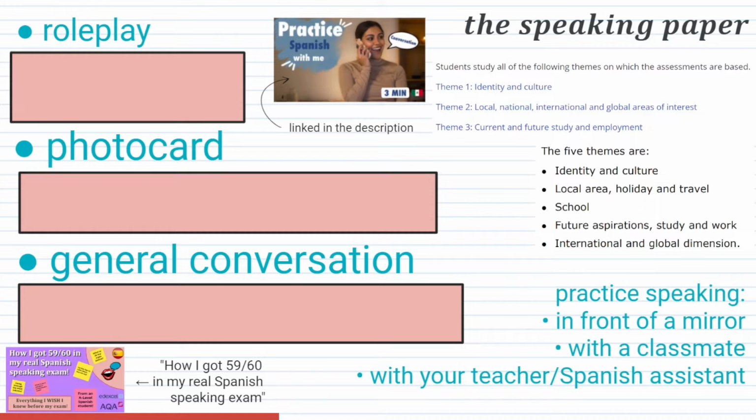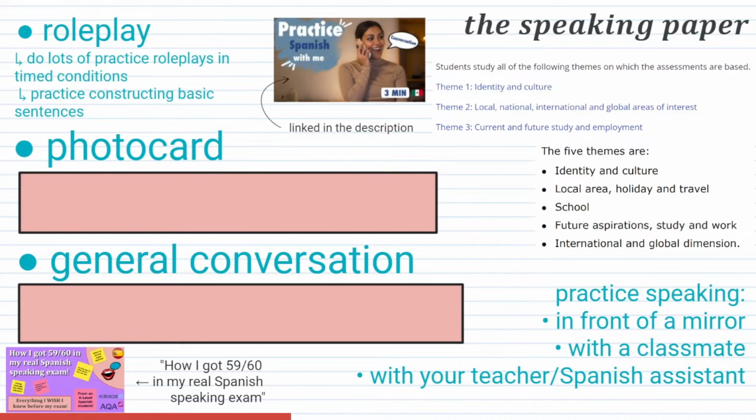There is a role play, which is generally the easiest part. You need to be able to construct basic sentences. For example, I want a blue t-shirt please. Quiero una camiseta azul por favor. The roleplay is very much basic conversational Spanish.